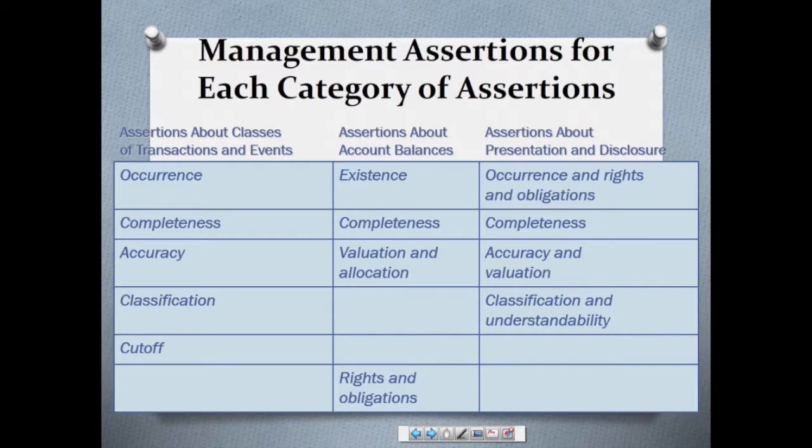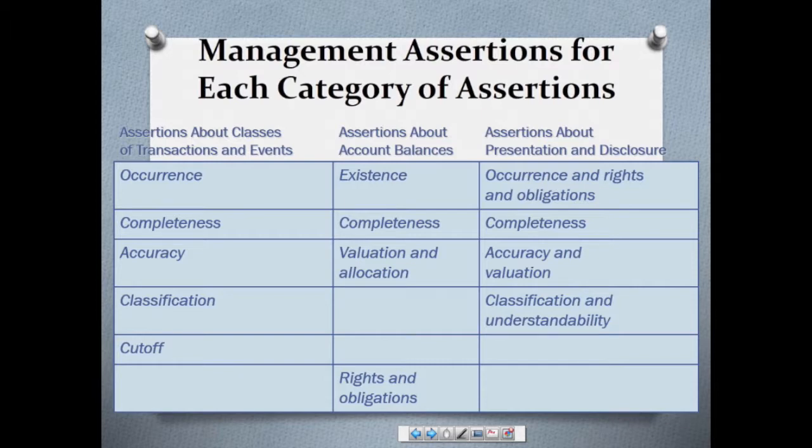Then the assertions about account balances. The key assertion is existence, meaning that the account exists. So as of the balance sheet date, the receivables that we have reported are actually receivables, if they haven't been paid off or written off. The standard audit procedure is to confirm accounts receivable.